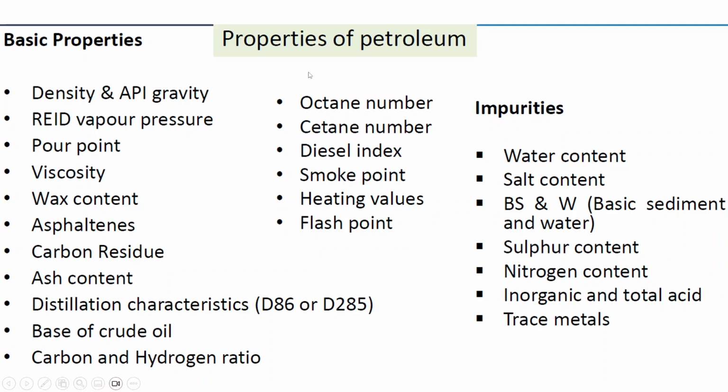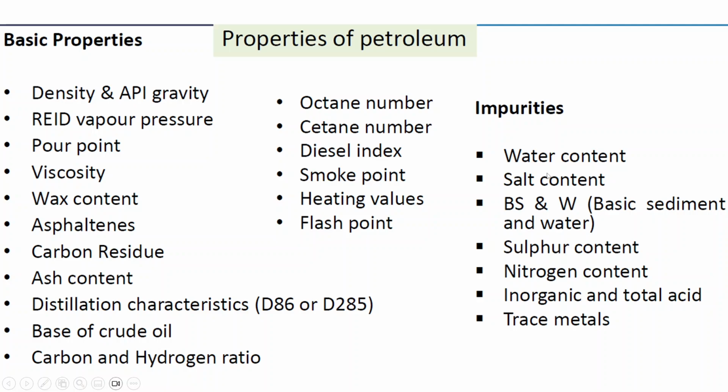These are some of the basic properties of petroleum: density and API, Reid vapor pressure, pour point, viscosity, wax content, asphaltenes, carbon residue, ash content, distillation characteristics, phase of crude oil, carbon and hydrogen ratio. Some other important properties are octane number, cetane number, diesel index, smoke point, heating value, flash point. All these things we will be studying further.